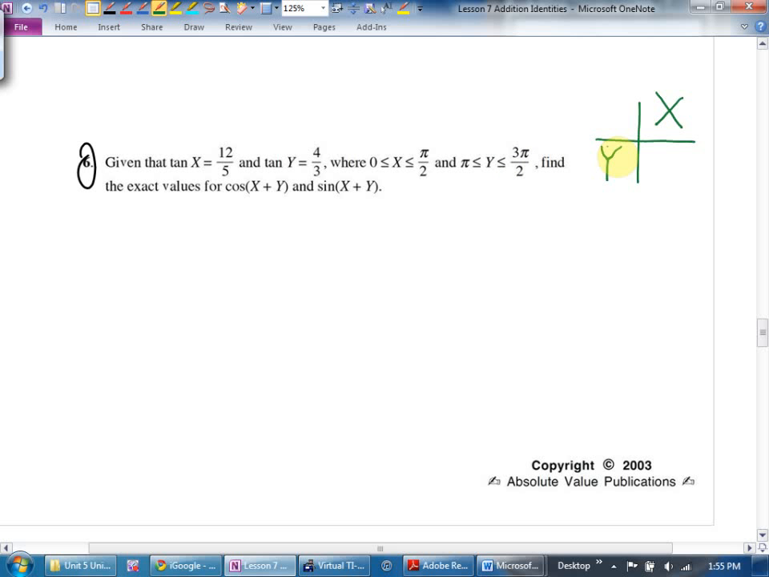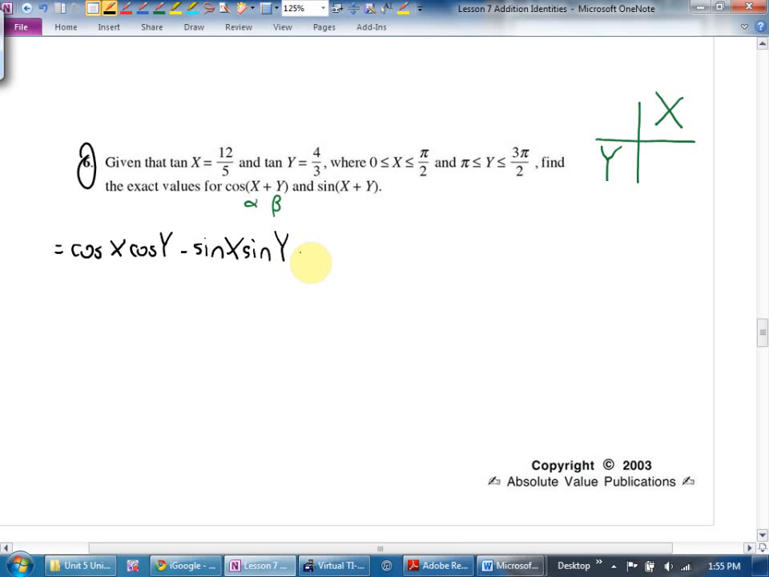So, Hannah, I'm going to do this one here. So X is alpha and Y is beta. Can you read to me what cos alpha plus beta is from the sheet? Except instead of alpha, can you say X? And instead of beta, can you say Y? Cos big X, cos big Y, minus sine big X, sine big Y.